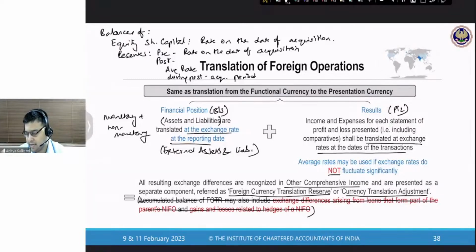Okay, so Rashmi has confirmed, Sanjay has confirmed, Ankur has confirmed. Okay, fine. So translation of foreign operations is done.